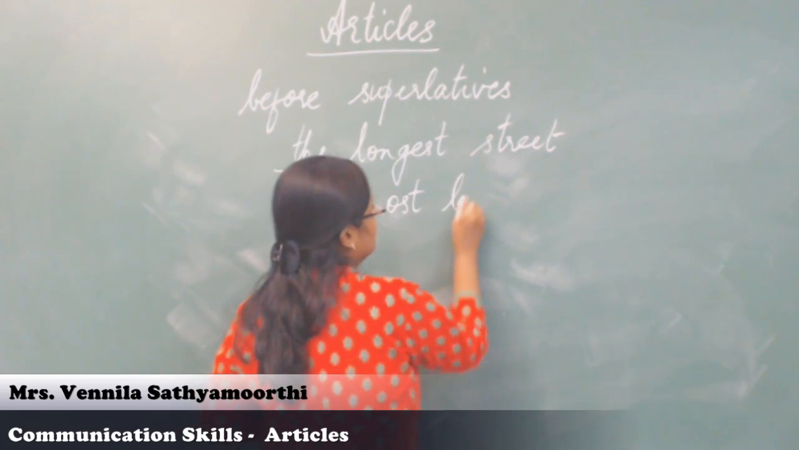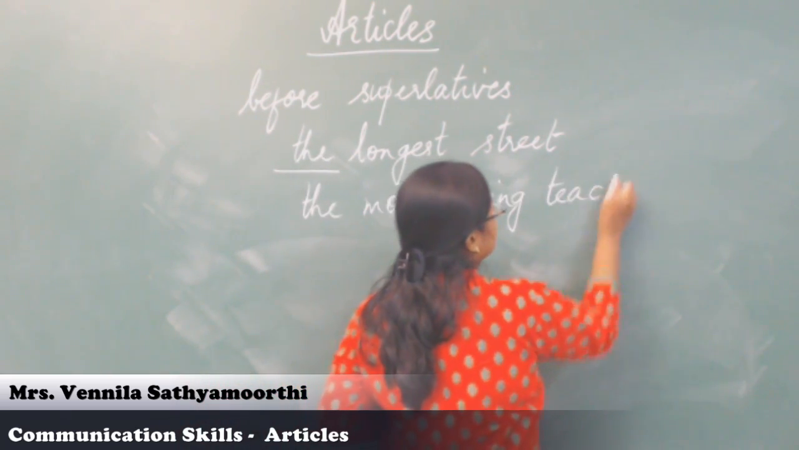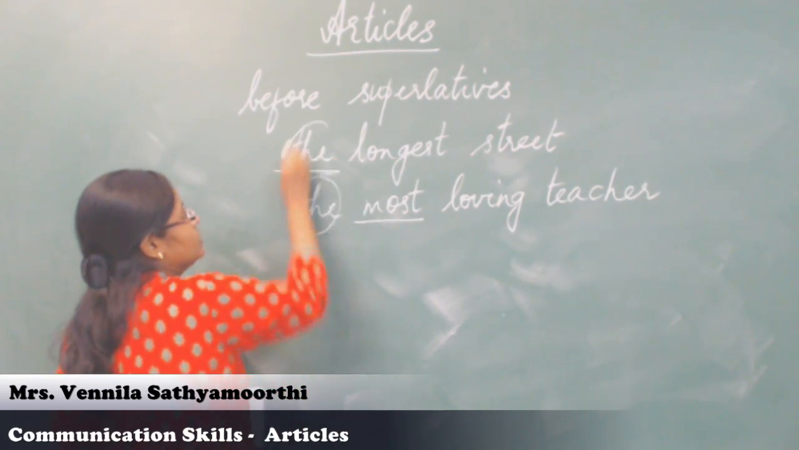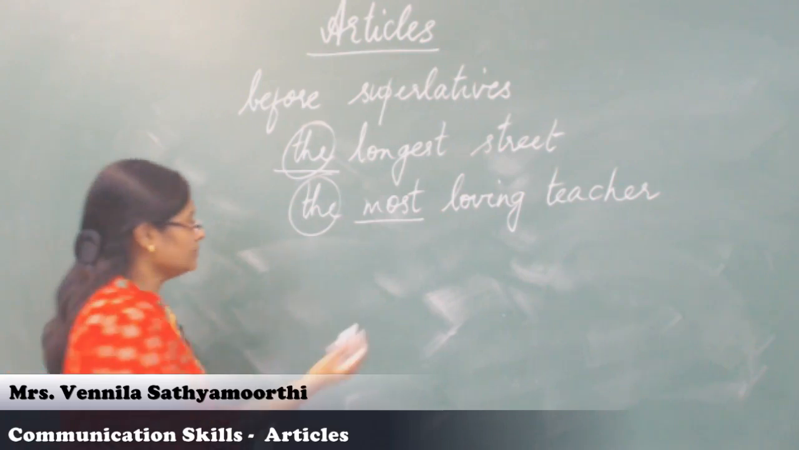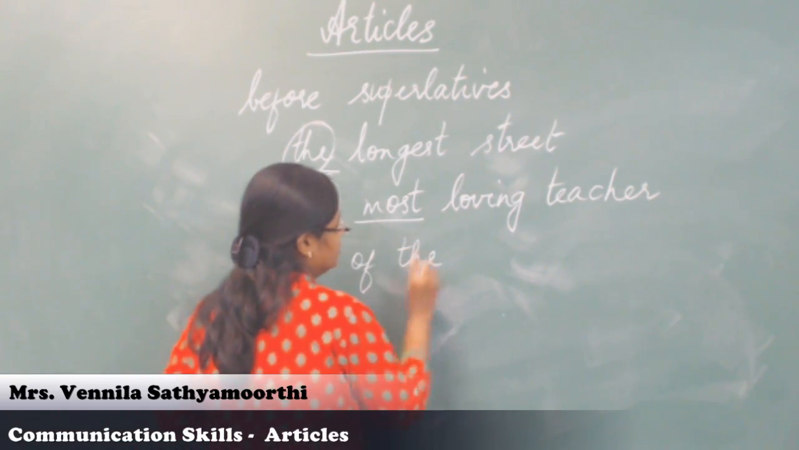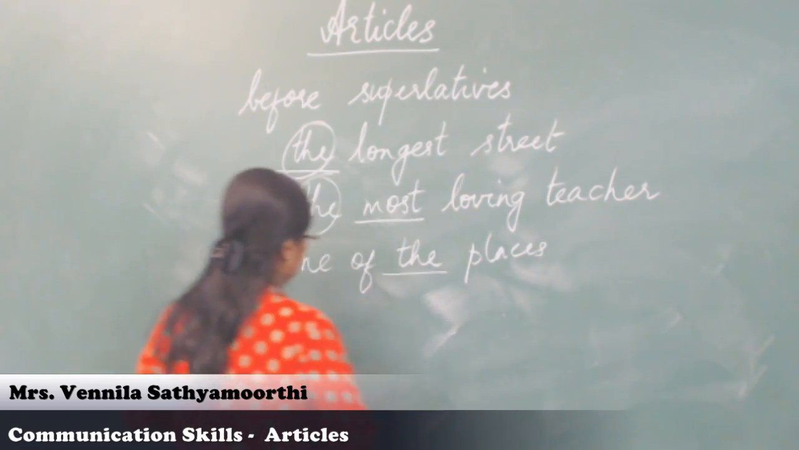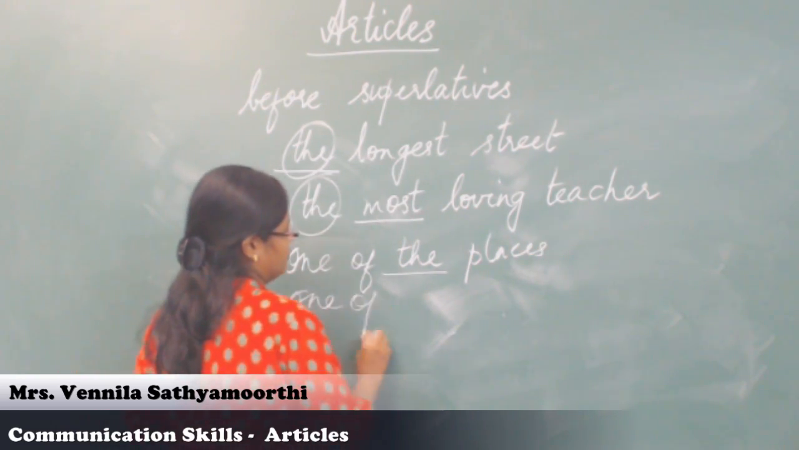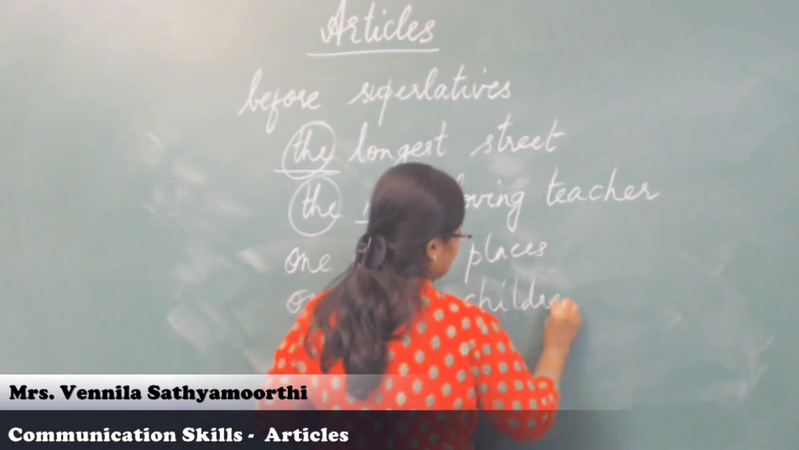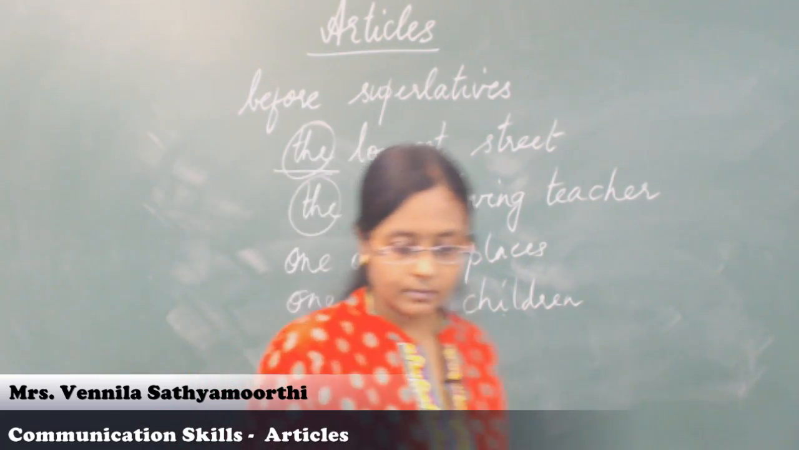The most loving teacher. Again you see the superlative. So we use the here. Then one of the, this usage, one of the places, one of the children. So it's not one of places or one of children.